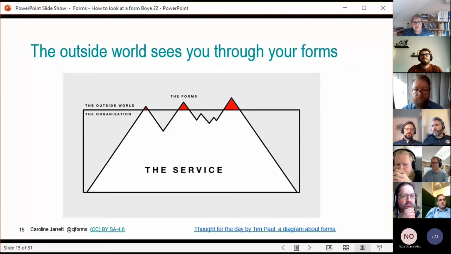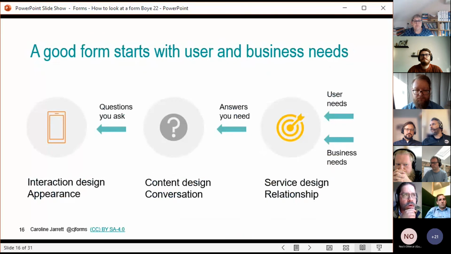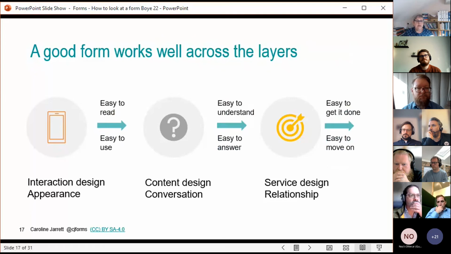Now, what did that journey through the forms tell us? Well, partly it told us that a good form, I think, starts with user and business needs. We need to know why people are filling it in and why we're making them fill it in. But from that, we should find out what answers we genuinely need. And from that, we should find out what questions we want to ask. And we should be trying to build them from the top down rather than the other way up, I think. And then it's going to work well across all the layers.